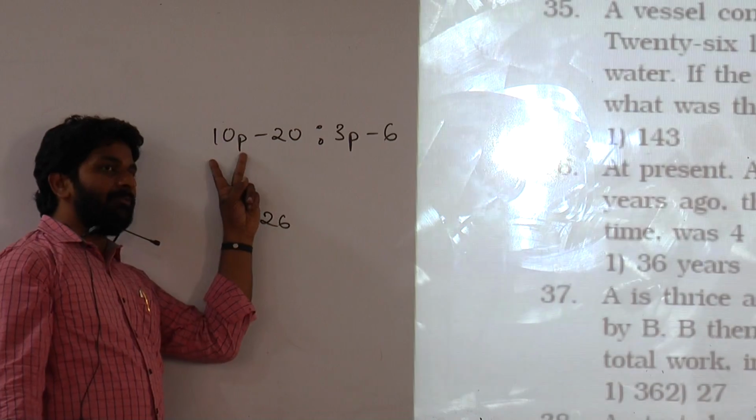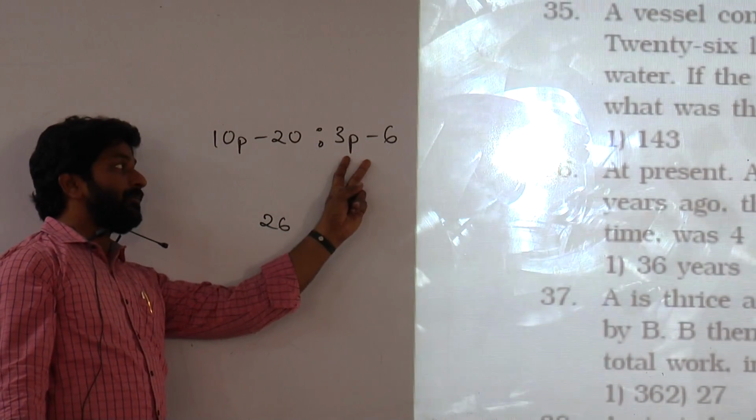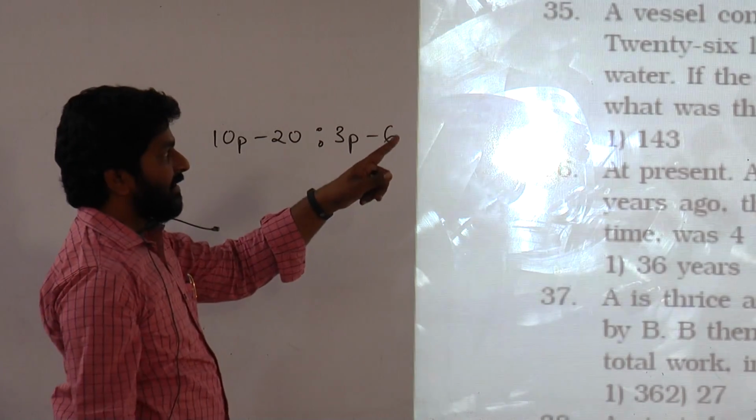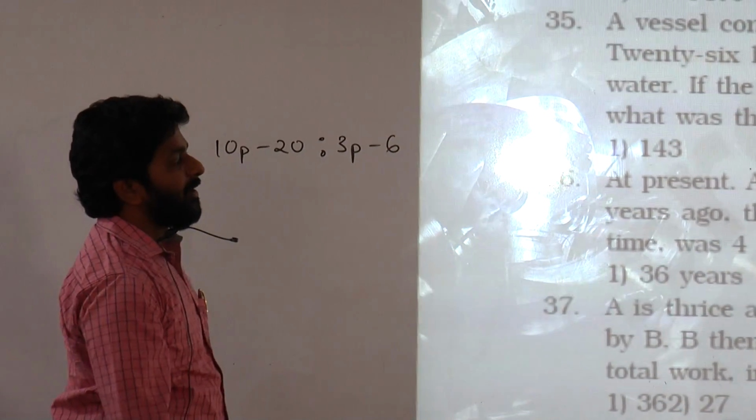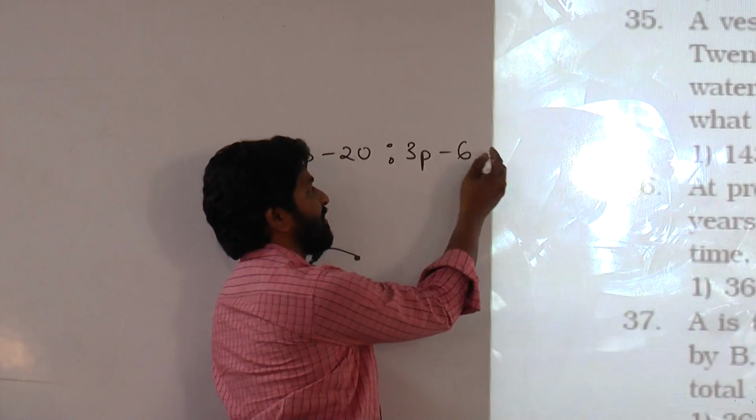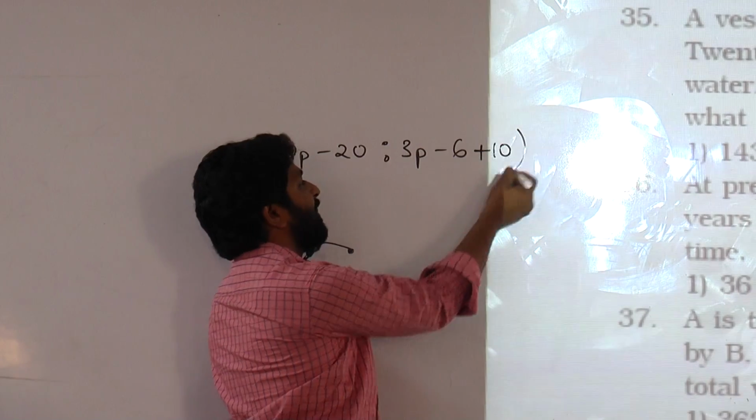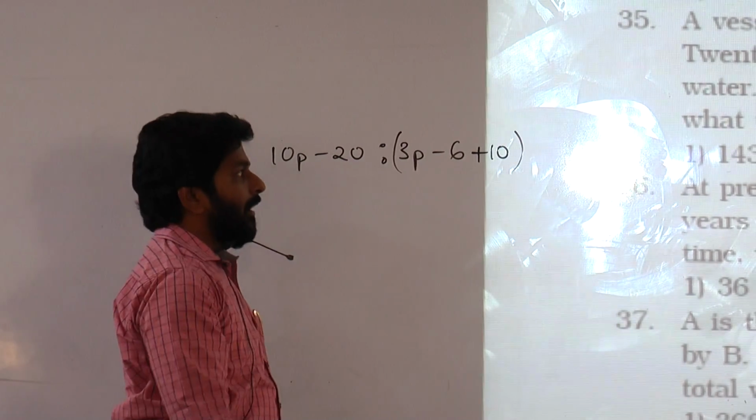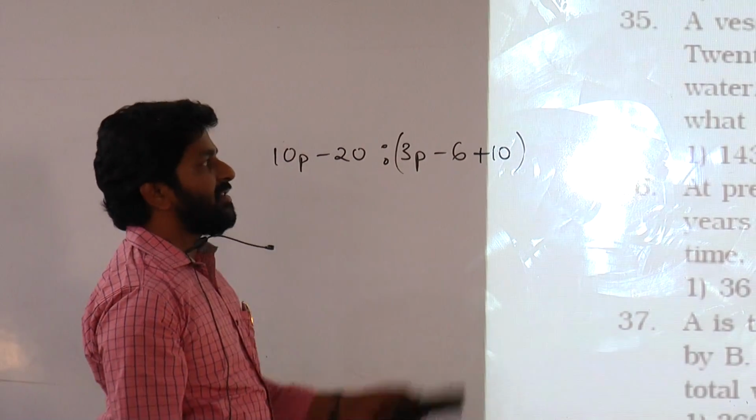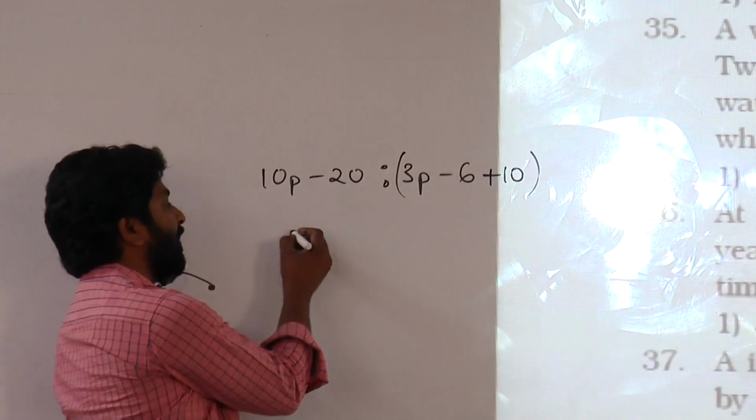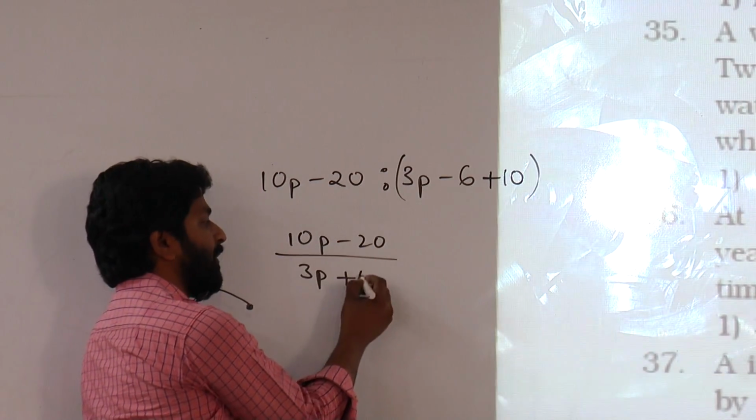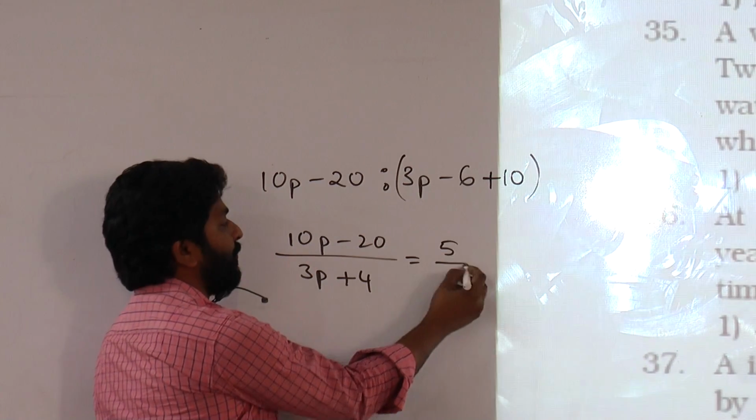So as we have 10 parts here, you need to subtract 20 here, and from 3 parts you need to subtract 6 liters. Right. So 26 liters of mixture is taken out and replaced with 10 liters of water. Water, how much water we have? 3 parts minus 6. And to this quantity you are adding 10 liters. Right. Now the mixture was 5:2 ratio. What was the initial quantity of the mixture in the vessel? Right. So (10 parts minus 20) by (3 parts plus 4) is equal to 5/2.